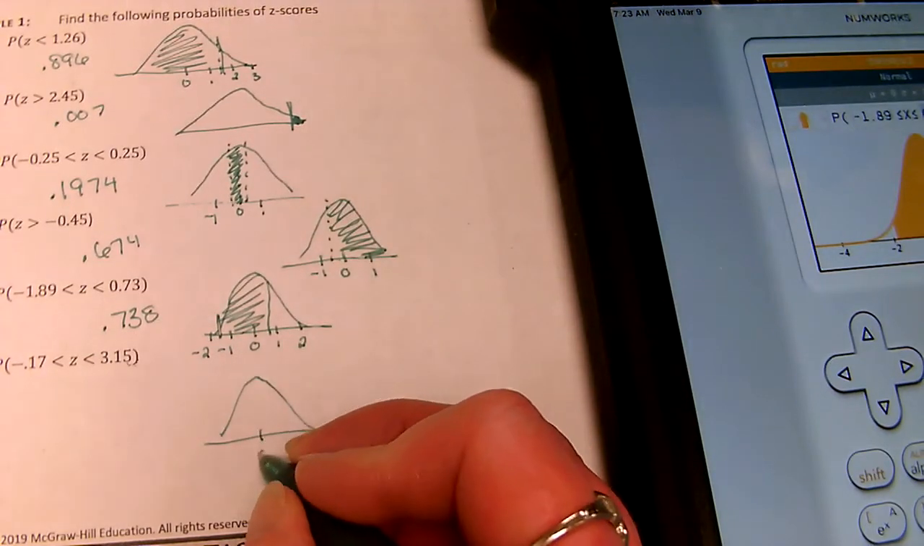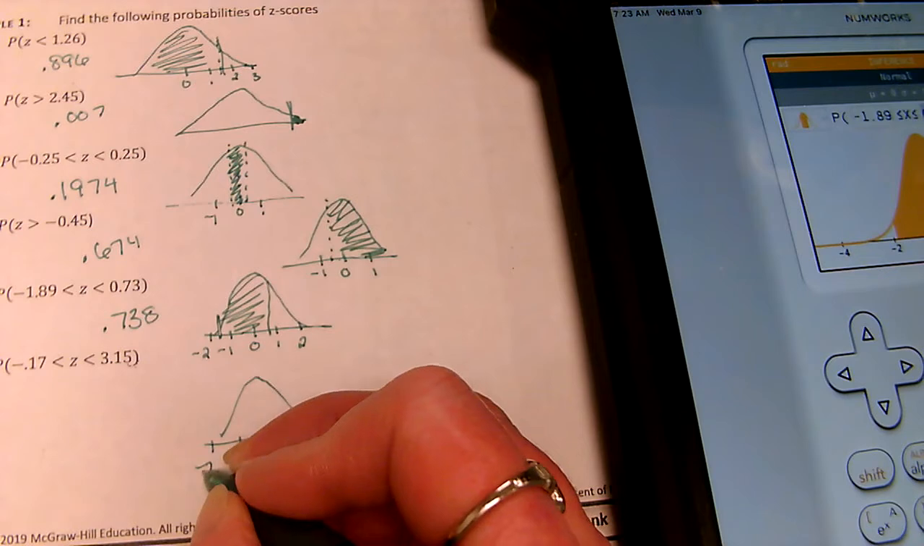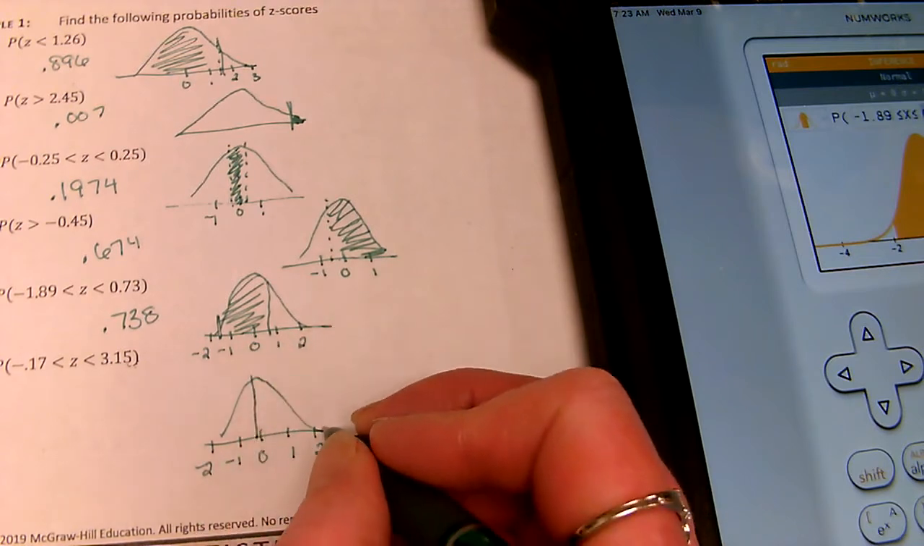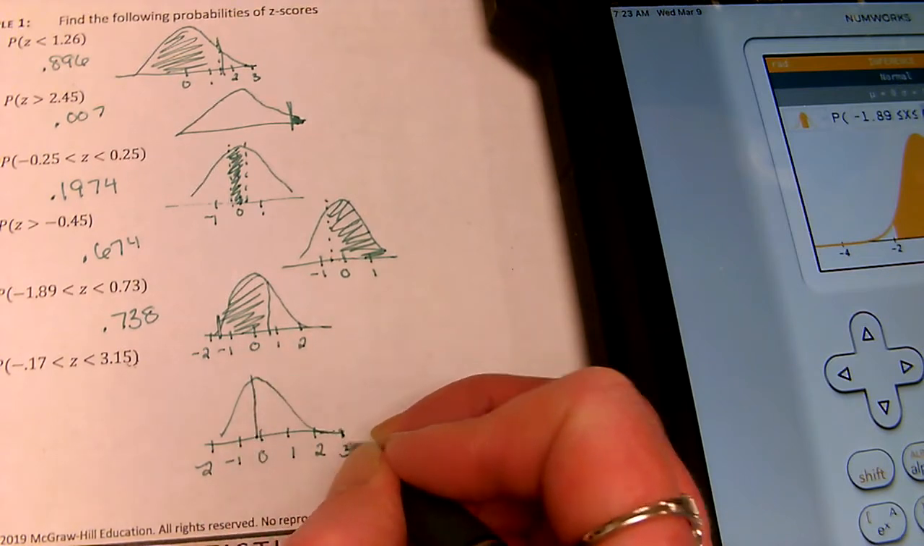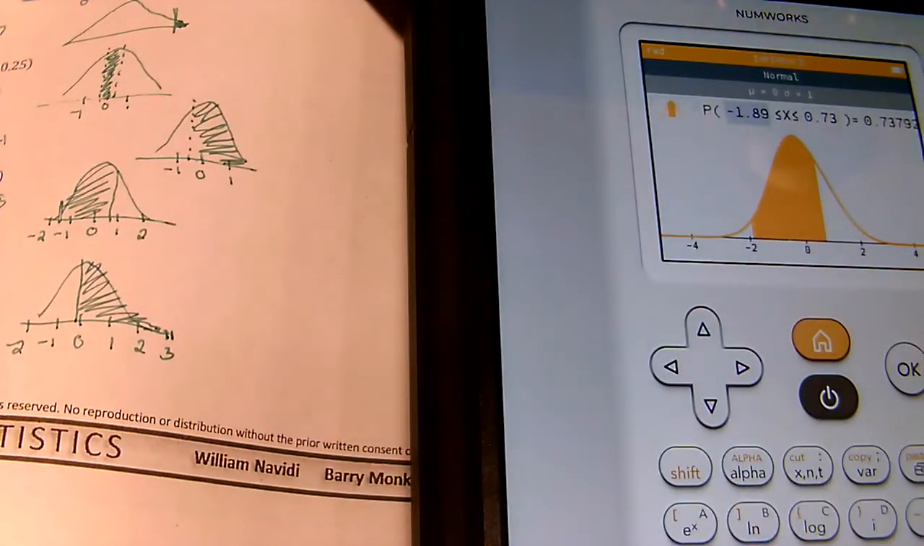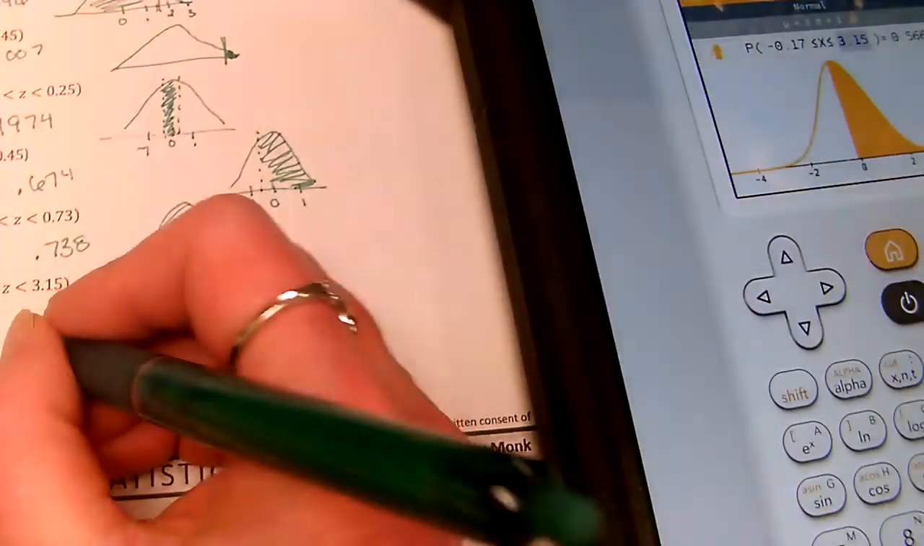Okay, so 0, 1, 2, negative 1, negative 2. Negative 0.17 is going to be really close to 0. And 3 is way over here. 3.15 is going to be way on that tail. Let's see what this looks like. I bet that's really far on the tail. And it is. That's an area of 0.567.